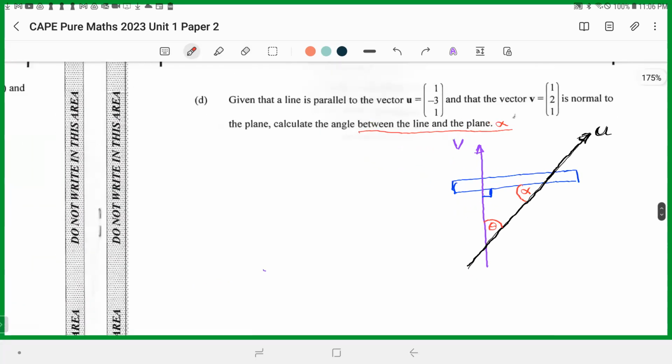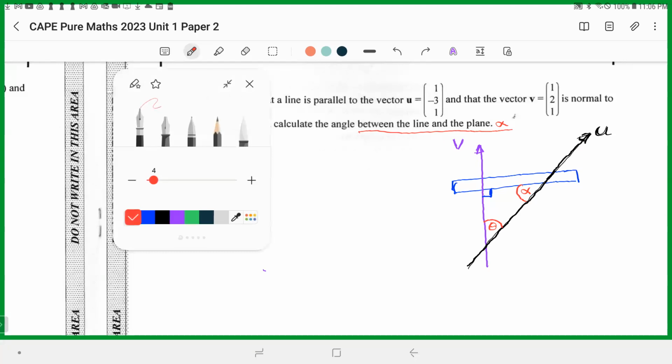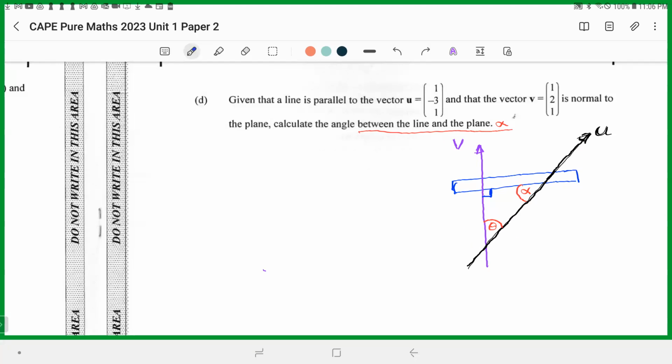Right? And what do we know? The angle between the line and the normal, we can use the scalar product formula to get the theta. What that means is the cos of theta. We can do it two ways. We can find the theta first and then subtract it from 90 to get the alpha. We can do it that way. But the method would be, you can set up like this.